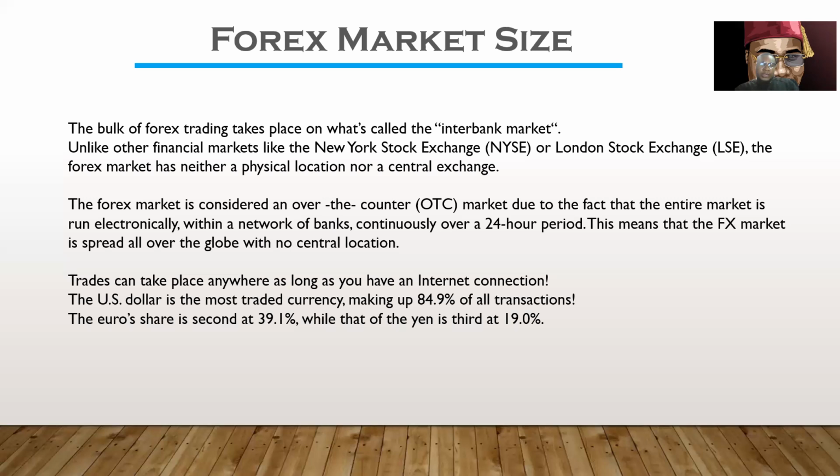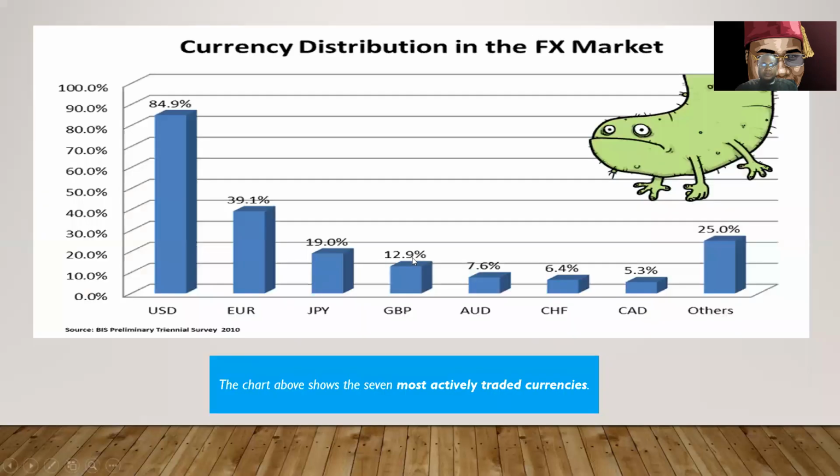So the US dollar is the most traded, which runs on a volume of 84.9% of all transactions. Then the euro comes in second place, which is 39.1%. Then the yen comes in at third place.